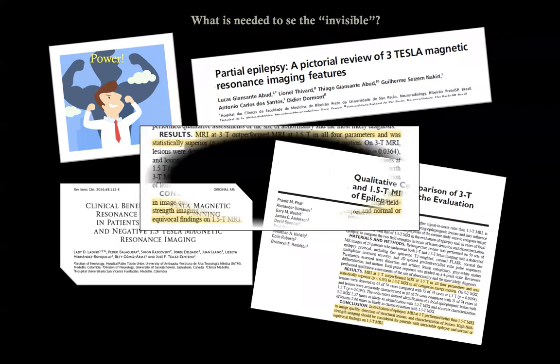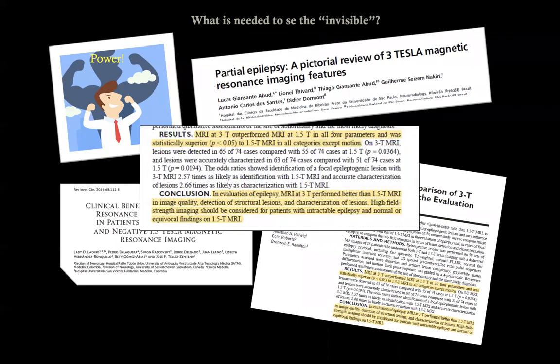So these are some papers, and basically all of them, when they compared the 3 Tesla with the 1.5, show that the 3 Tesla is better. It's better for almost everything apart from motion, because the more powerful the scanner is, the more you have a problem related to artifacts, in particular metal artifact and motion artifact.